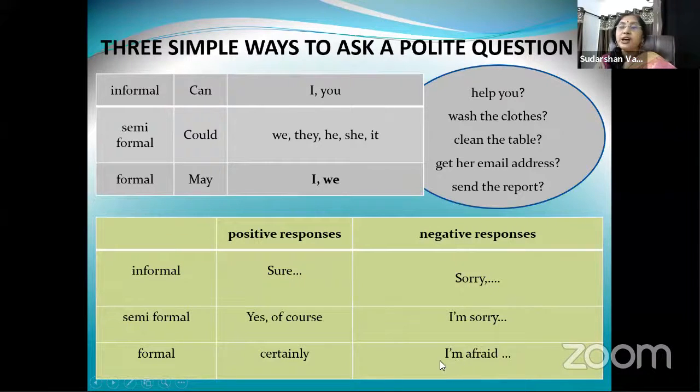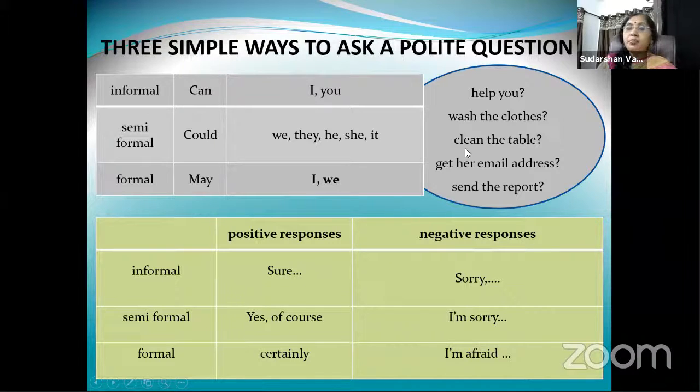Suppose I want to say no. In an informal way, I say sorry. Can I help you? Sorry, no need. I'll take care of it myself. See, the dots here indicate that this is not the end. This is only the beginning of the sentence. Can I wash the clothes? Sorry, I'll do it myself.